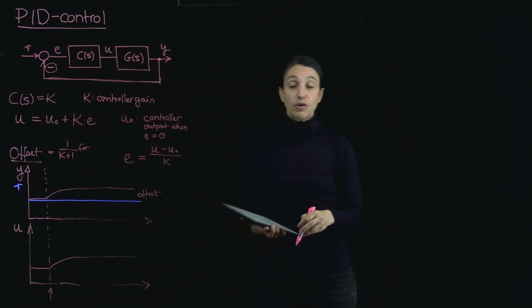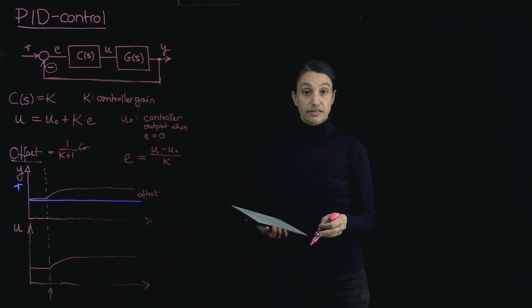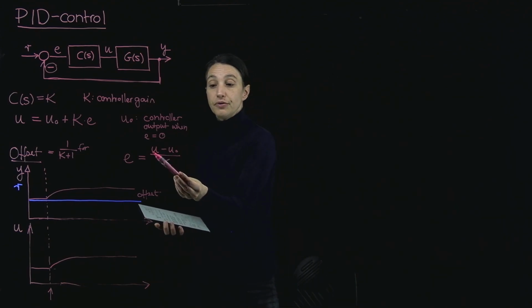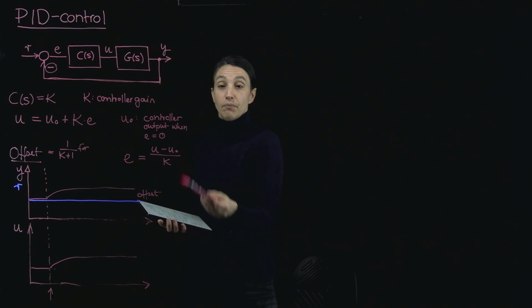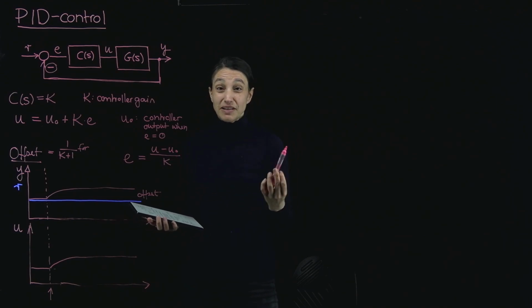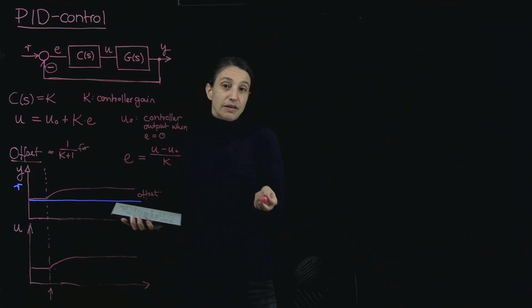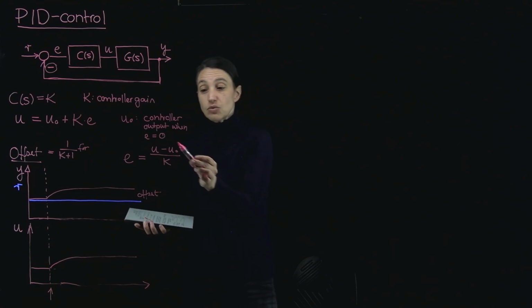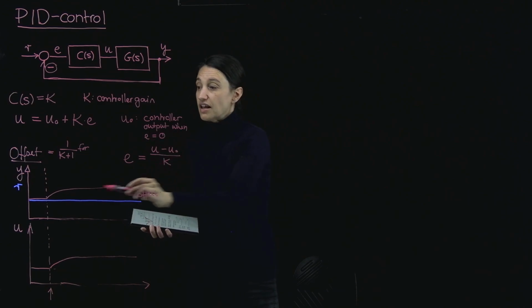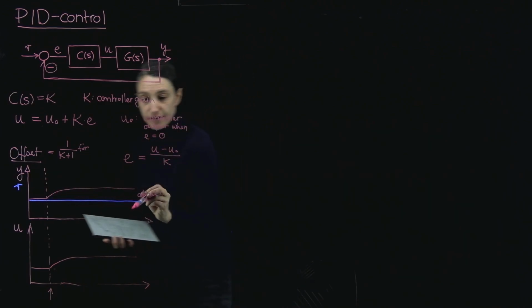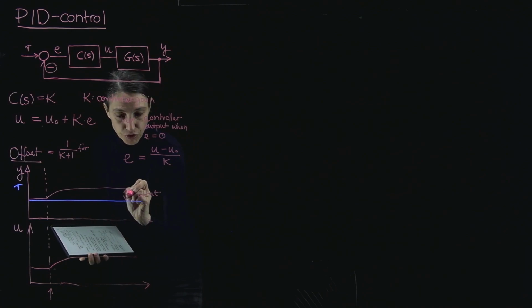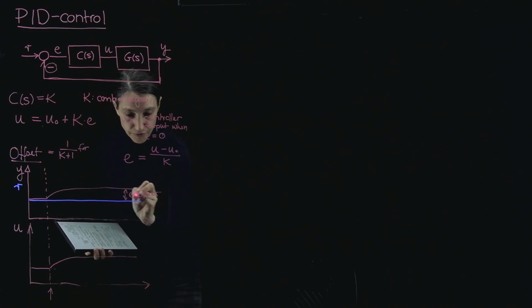Okay, and we would like this error to be 0, and that is only possible if U goes to U0. But that's not true, because we have defined U0 once for our controller. This is maybe 50%. Yeah? So this is why we are getting this remaining controller error here. This is the remaining controller error, E offset.